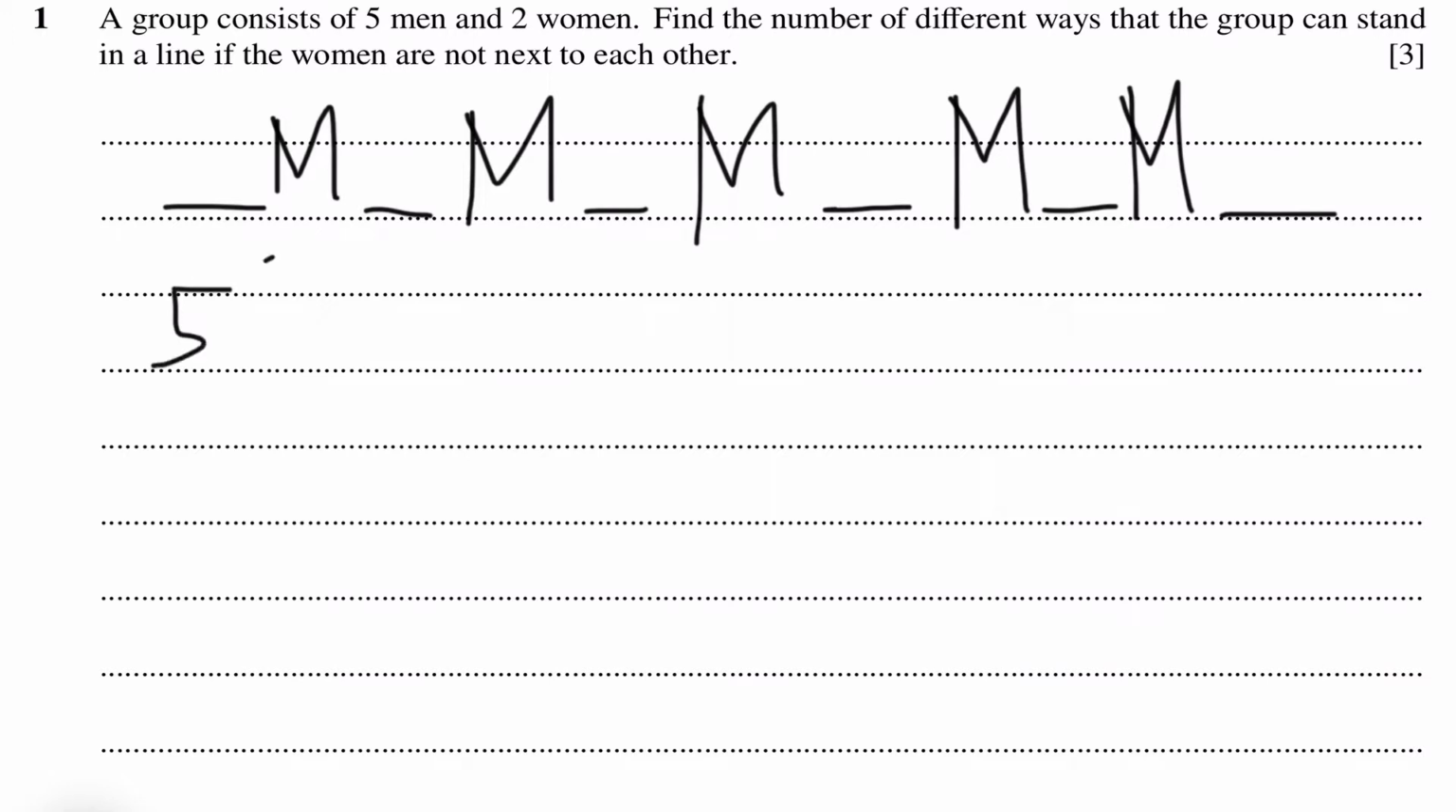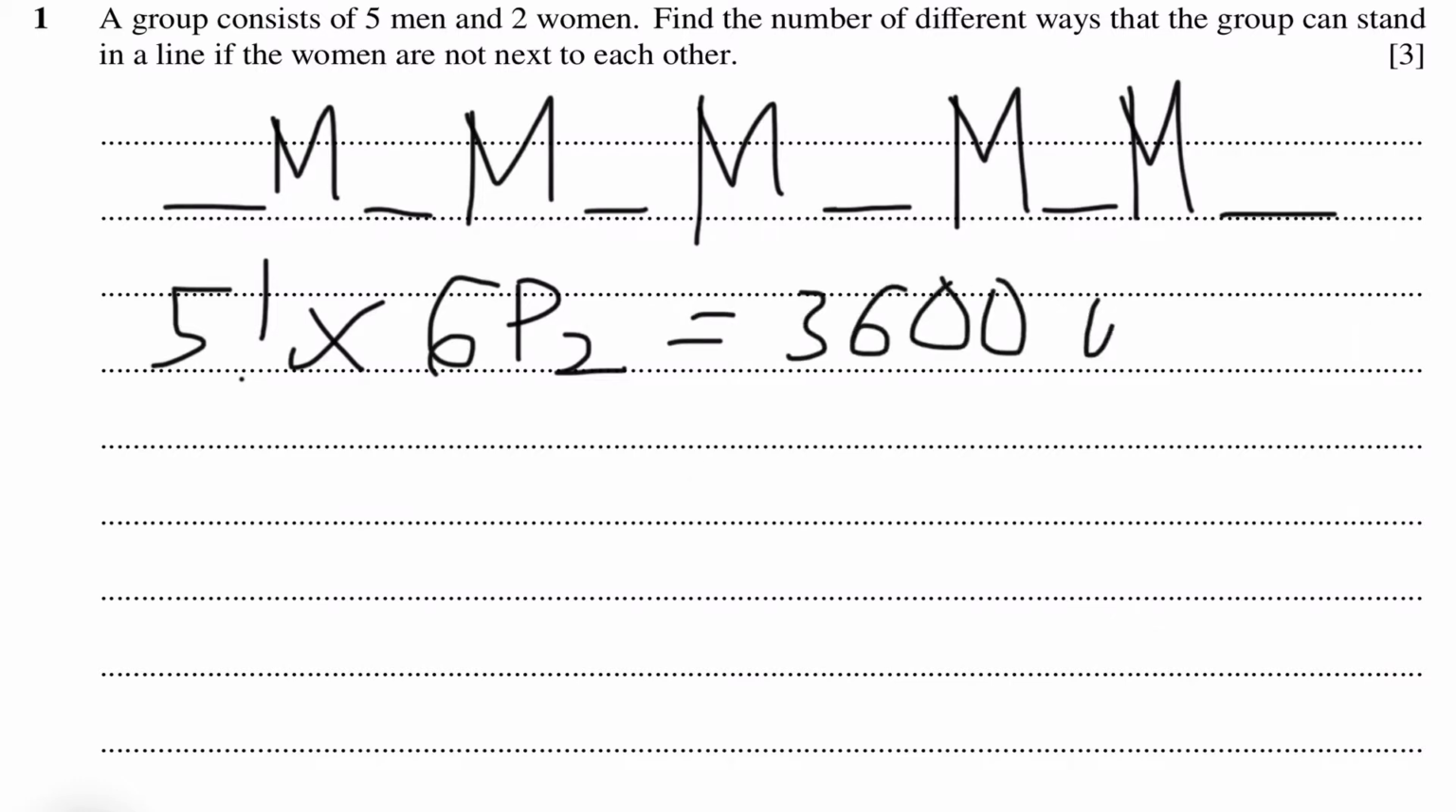So for the 5 men, it will be 5 factorial multiplied by, since there are 6 spaces and only 2 women, there are 6 spaces for the 2 women. We use permutation because the order matters. This will give us 3,600 ways.